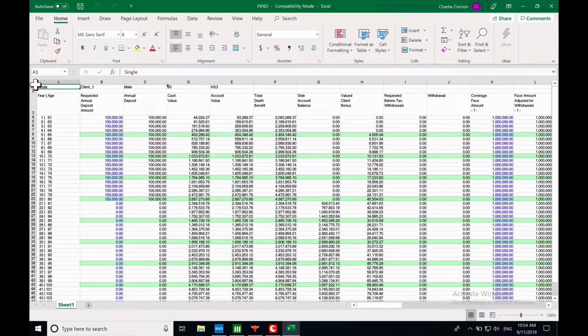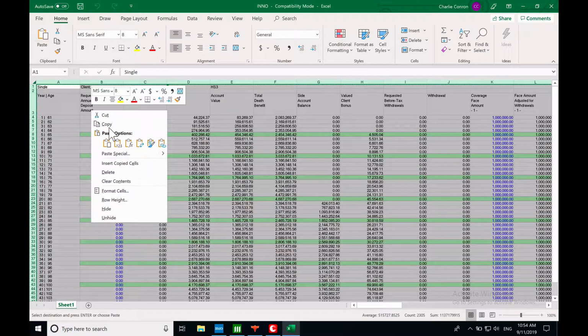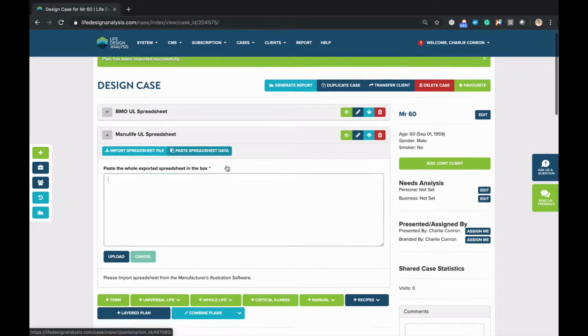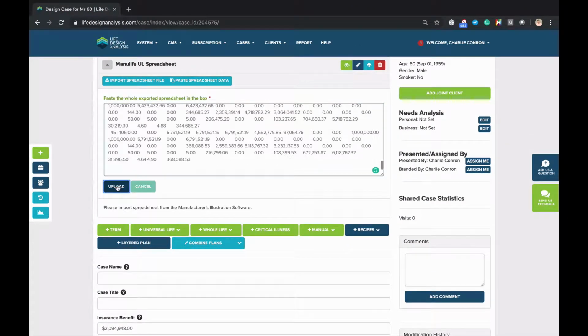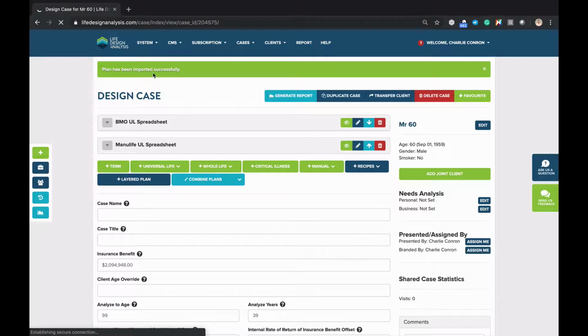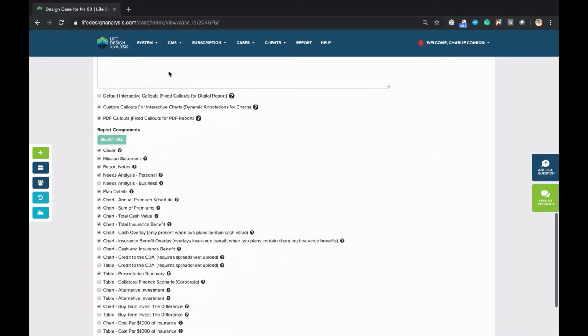Same process, a little different looking spreadsheet, but all we have to do is grab everything. I just clicked the copy there, but again, you could copy it like that, and just come back to Life Design Analysis, paste that data in there, and upload it. And it'll upload. You can't really go wrong there, it'll give you the success message either way.